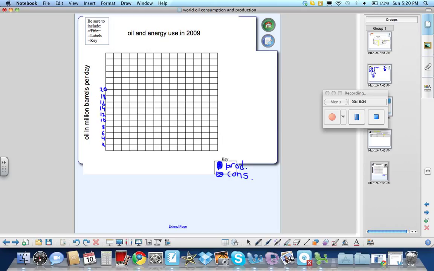Okay. Now we have 5 countries. So we're going to start with the first country, which is Russia. So from here until here is going to be Russia. And I'm going to put R-U-S. That should be good. Okay?